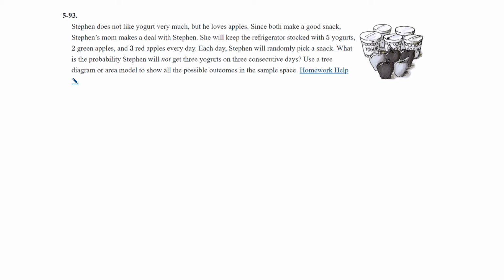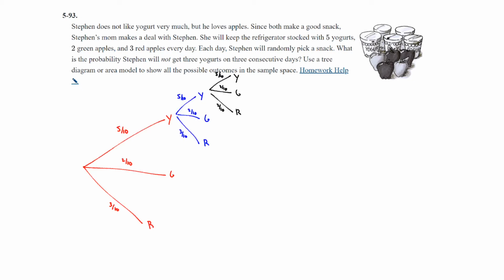So figure out which model you want to use, the tree diagram or the area model, and then we'll go from there. In this example, because there's 3 choices, the area model is not going to be practical for this. So we're going to go with the tree diagram. I've already started it. The first 3, the yogurt, the green apple, the red apple, and then I did it again from the yogurt, green apple, red apple, and then one more time for the 3 different choices, and then I didn't extend the rest.